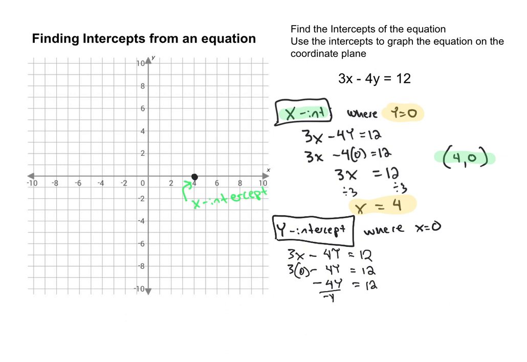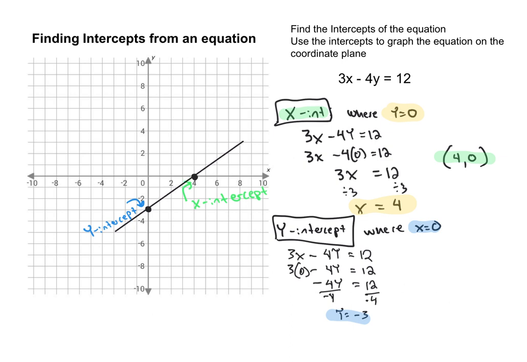3 times 0 is just 0, so that leaves us with negative 4y equals 12. Divide both sides by negative 4, and that leaves us with y equals negative 3. So we now know that when x is 0, y is negative 3, and we have our y-intercept. We go where x is 0, y is negative 3, and we can label it. And all you really need to graph a linear function is 2 points. So once you have those intercepts, you can go ahead and connect them with a line.